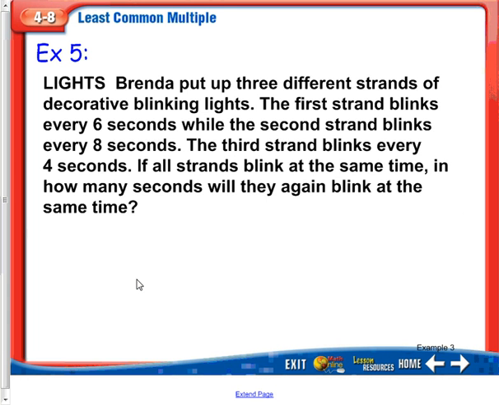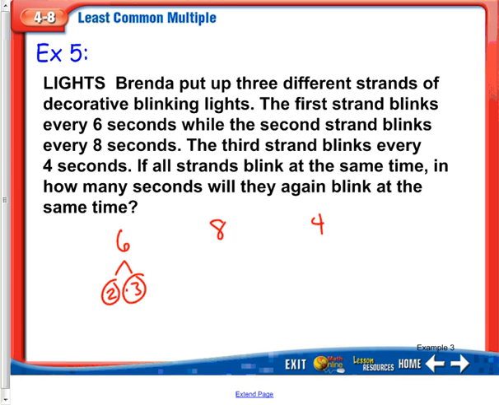So Brenda put up 3 different strands of decorative blinking lights. The first strand blinks every 6 seconds, so I'll write that down. We have 6 seconds. And the second strand blinks every 8 seconds, and the third strand blinks every 4 seconds. So some of you may be thinking right now of a number that all 3 of these numbers are going to have the same multiple of, and that's a good thing. Hopefully we start thinking of that quickly. But again, this is more than 2 numbers, so we have to use the prime factorization method.